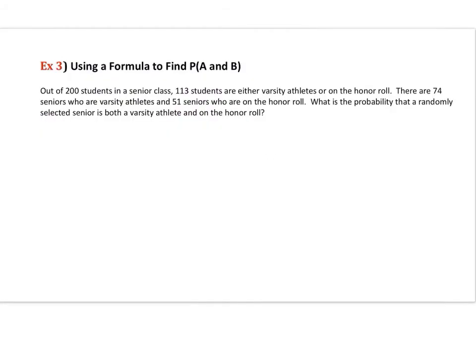All right, so now we want to use our formula to find the probability of A and B. Out of 200 students in a senior class, 113 students are either varsity athletes or on the honor roll. There are 74 seniors who are varsity athletes and 51 seniors who are on the honor roll. What is the probability that a randomly selected senior is both a varsity athlete and on the honor roll? Well, this is a lot of information, so I think creating our own Venn diagram would be helpful in order to figure out the probability. So start by creating a Venn diagram.